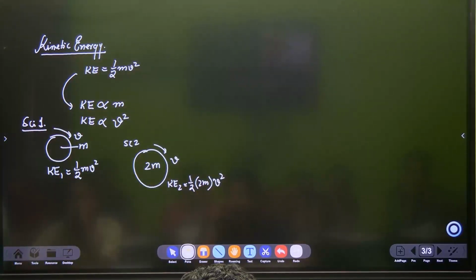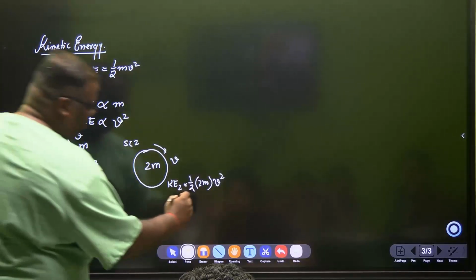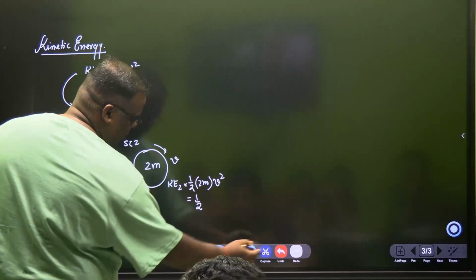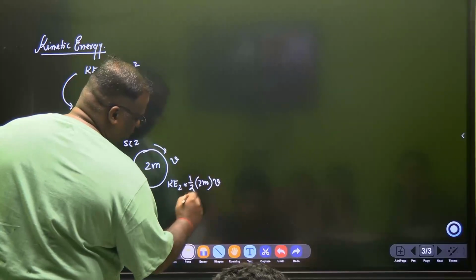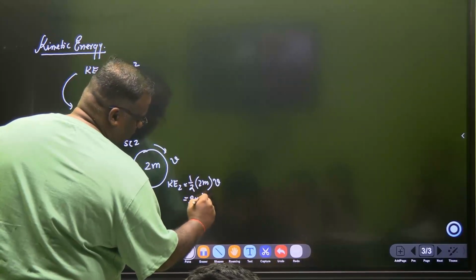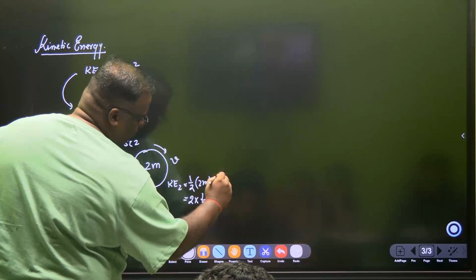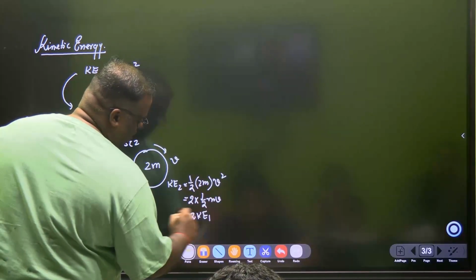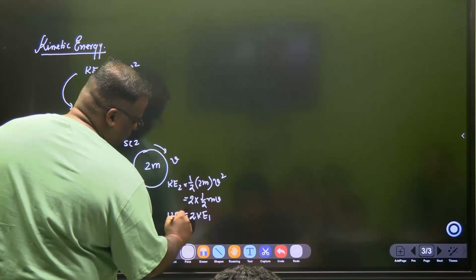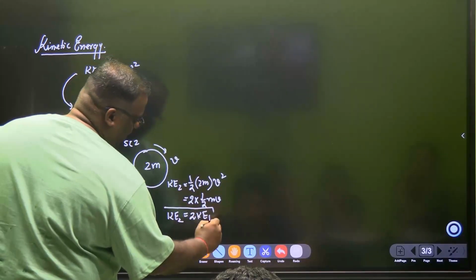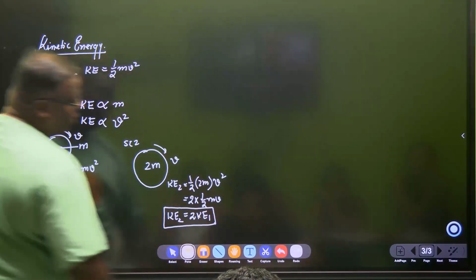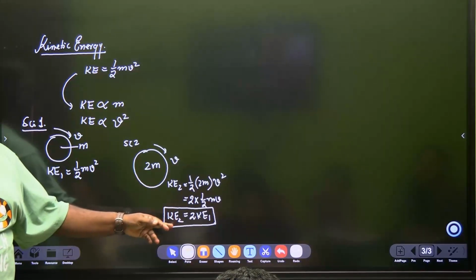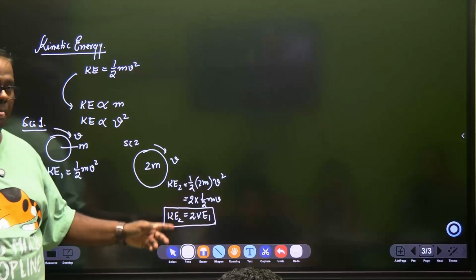Do you agree? Half into 2m. From here, what I can do, I can take the 2 outside. I have taken the half and mv square. That means it becomes 2 times of Ke1, Ke2. So this is a very interesting finding. और ये आपको पूछेगा. Show that if mass is doubled, kinetic energy gets doubled. Did you understand how we proved it?